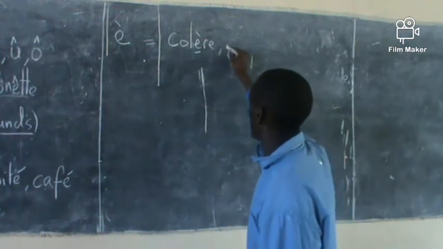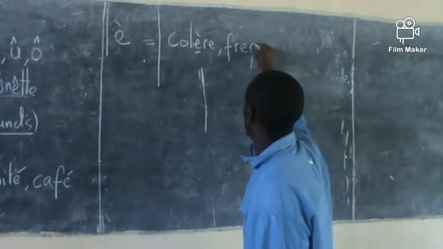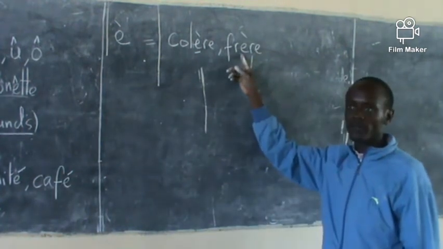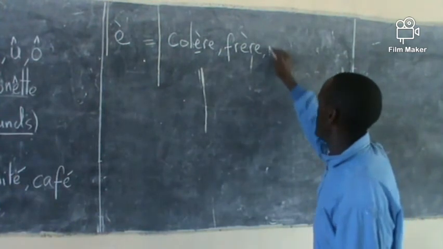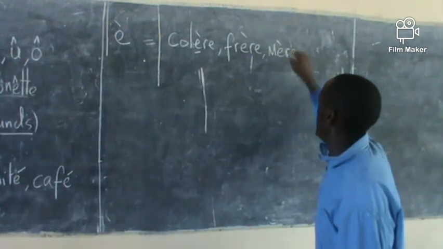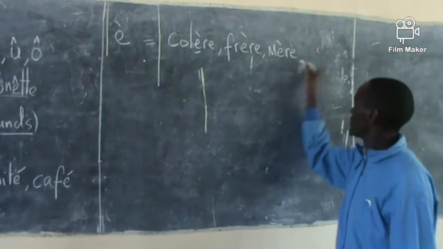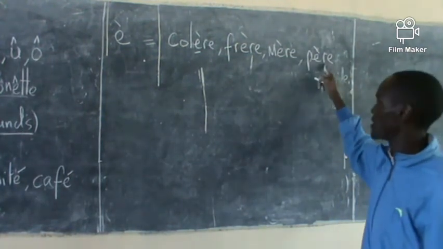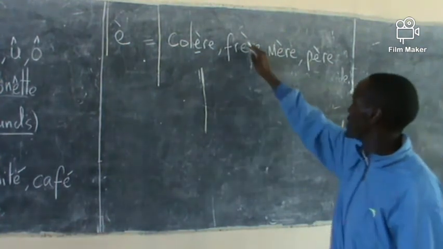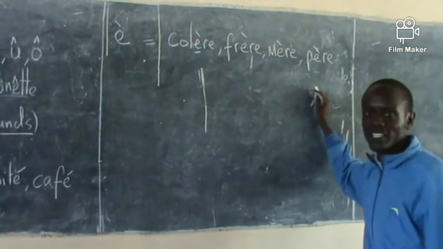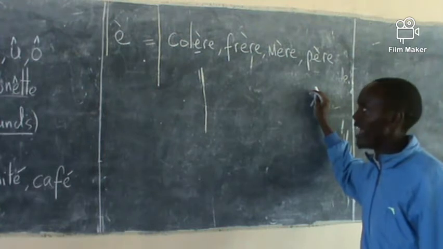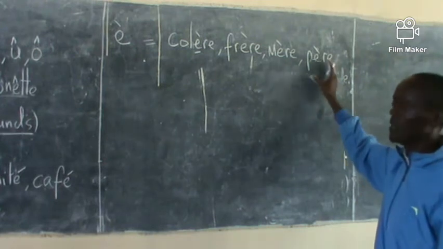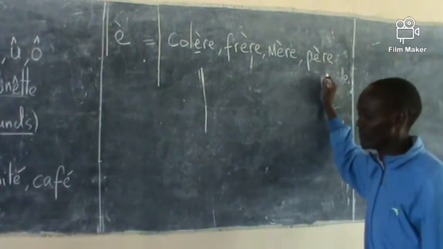When you are pronouncing something like frère, that is somebody's brother. Then we have mère. Mère is somebody's mother. When you are saying père, that is somebody's father, and so on. So whenever you meet this kind of accent, just pronounce it the way you do in English. Colère, frère, mère, père, and so on.